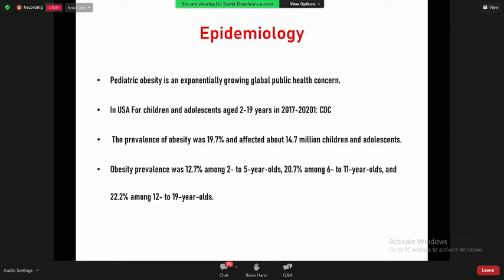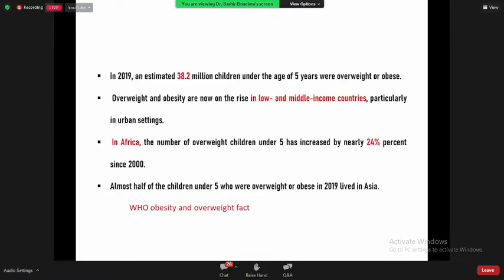And not only that, even among 2 to 5 year olds, even at our clinic, we see a lot of kids aged 2 to 5 years having obesity. In 2019, an estimated 38 million children under the age of 5 were overweight or obese. Overweight and obesity are now on the rise in low and middle income countries. It is a real problem, particularly in urban settings. In Africa, the number of overweight children under 5 has increased by nearly 24% since 2000. People think that in Africa we only have the issue of malnutrition, but obesity is a real problem.